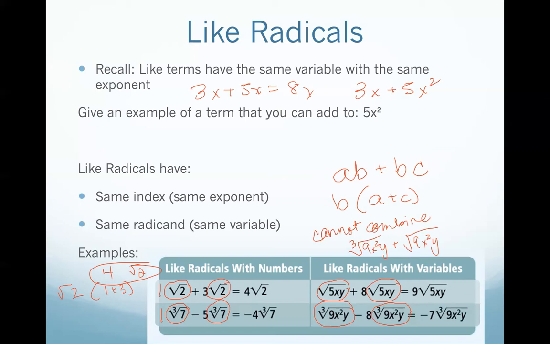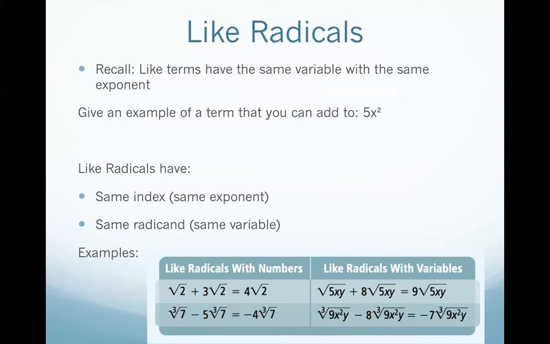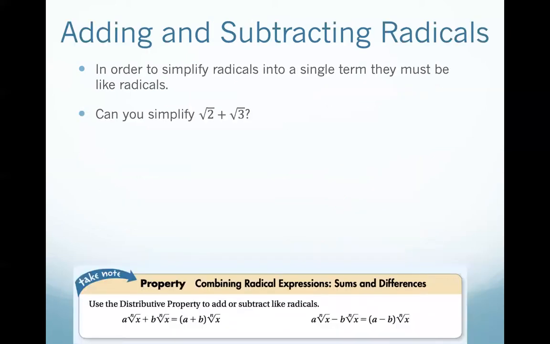Same thing goes if I had the cube root of 9 plus the cube root of 9x. The indices are the same, but the radicands are different. Yes, they both have 9, but one of them has an x and one of them does not. So like radicals means it's the same index and the same radicand. So when we can identify our like radicals, then we can add and subtract. So in order to simplify radicals into a single term, they must be like radicals.